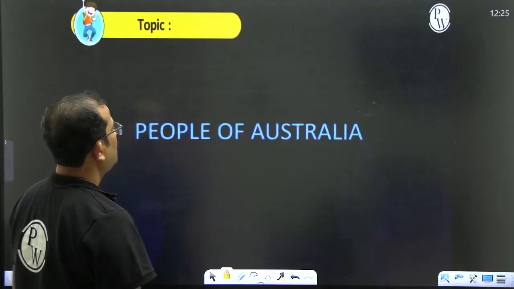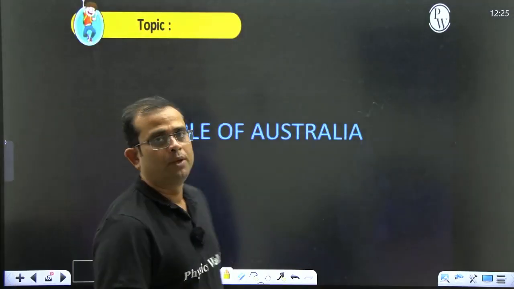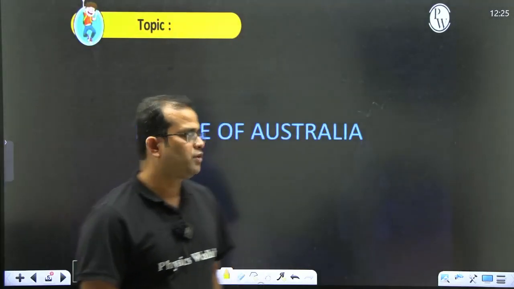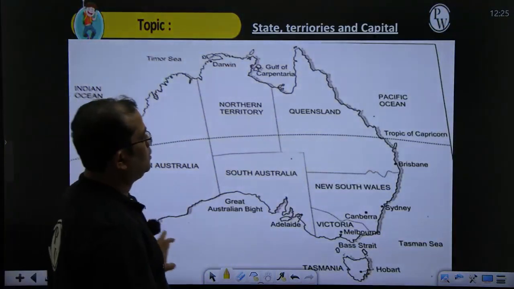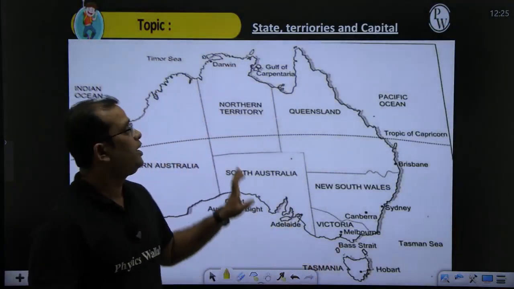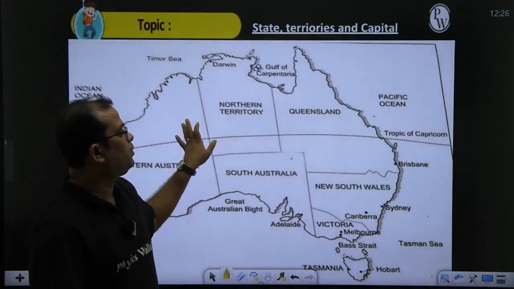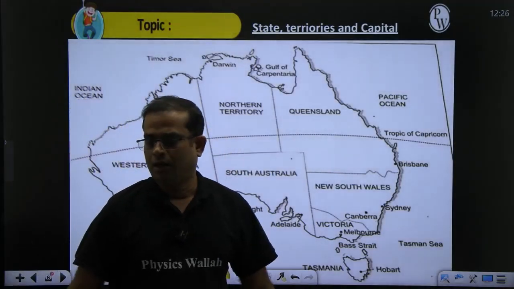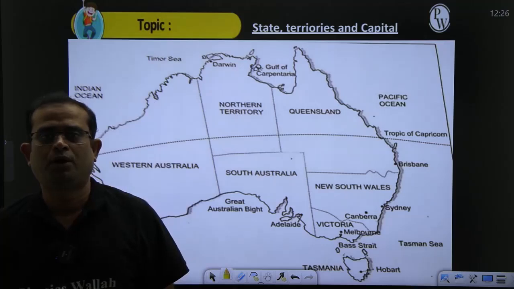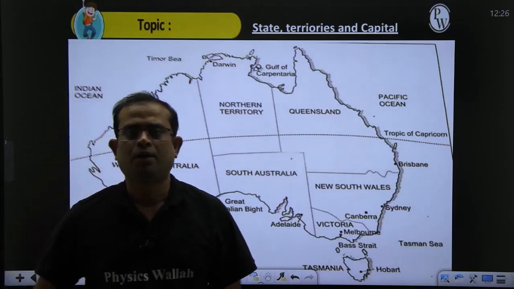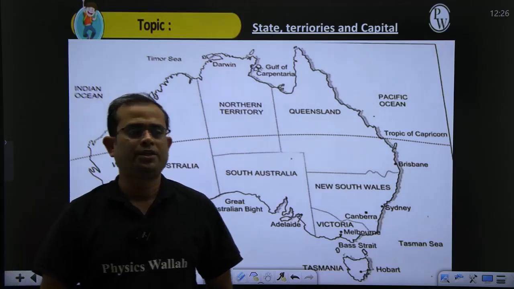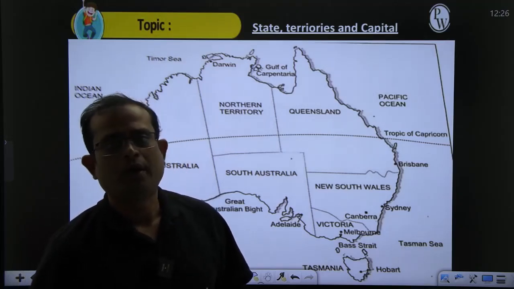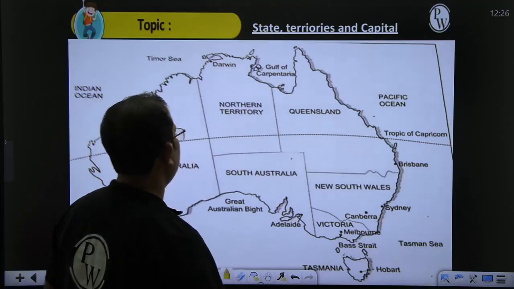I hope your people of Australia. People of Australia means we'll study particularly the demographic structures, tribes, the cities and union territories, many things that we'll cover here.